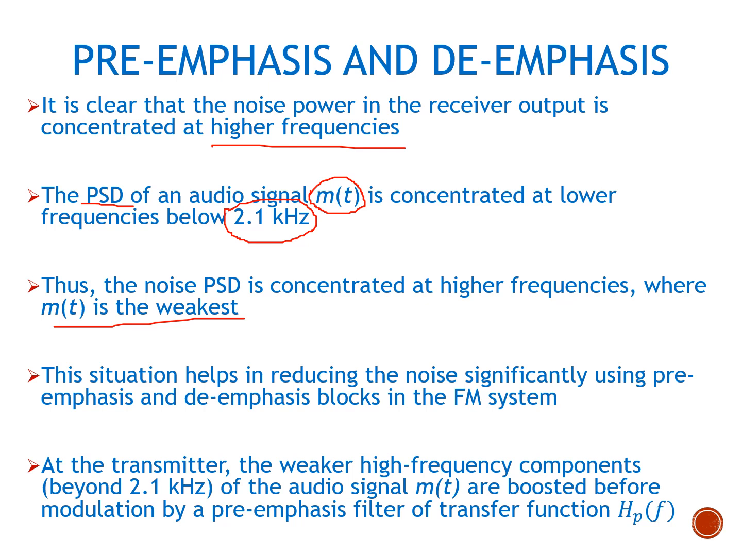This situation helps in reducing the noise significantly by using the pre-emphasis and de-emphasis blocks in the FM system. At the transmitter, the weaker high frequency components beyond 2.1 kilohertz of the audio signal are boosted before modulation. This process is called pre-emphasis, and we use a filter to do this. It's called the pre-emphasis filter, with a transfer function of HPF. So I repeat, at the transmitter, the frequency components of the audio signal that are higher than 2.1 kilohertz are boosted by using a pre-emphasis filter, denoted by this transfer function HPF.